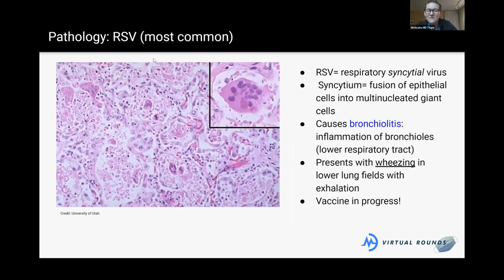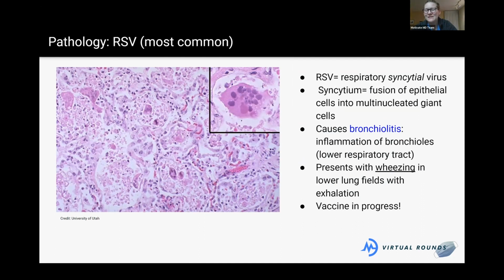So moving on to RSV, which is one of the most common viral illnesses in all kids. Almost every kid gets RSV at some point in their life, and it just depends on how immunocompetent they are and how severe the illness is that determines their treatment. For the pathology, I took a slide from University of Utah's website, and it shows a very interesting, giant looking cell with all these little spots in it. That used to be multiple cells of the epithelium that lines the airway, the surface level of cells.